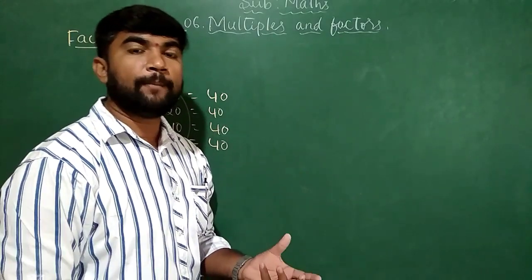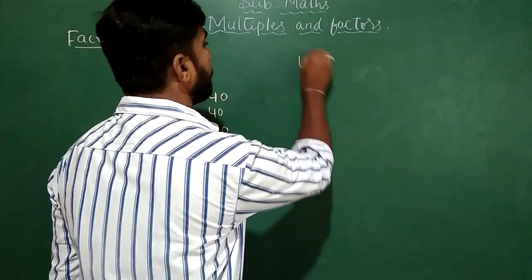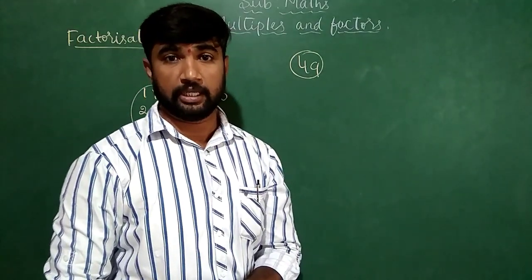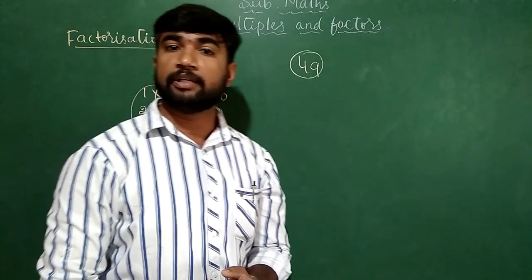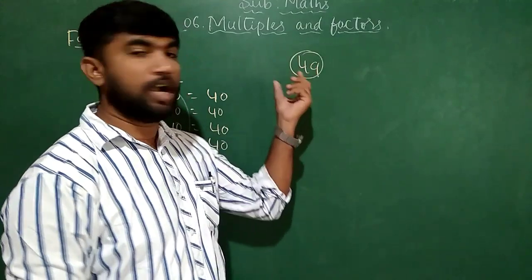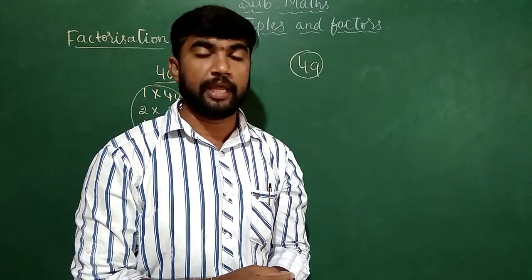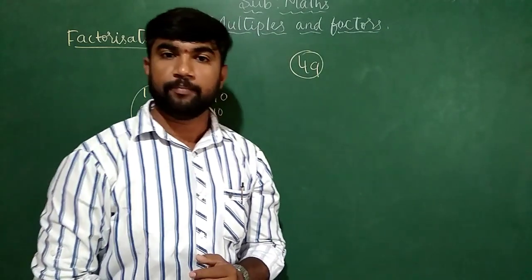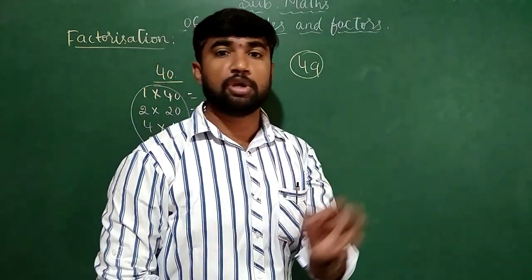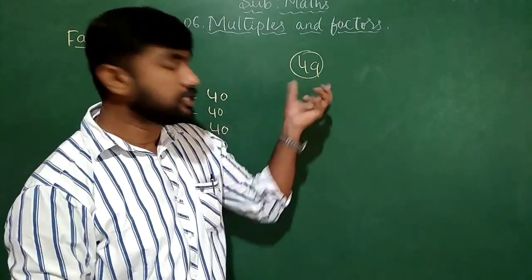I will show one more example from exercise 6.7, first question, 49. Here we need to find the prime factors by using the factor tree method. The smallest prime factor is 2. Is 49 a multiple of 2? No. Why? Because this is an odd number. The next prime number is 3. Is 49 a multiple of 3? No. Next is 5, which is also a prime number. Is 49 a multiple of 5? No. 5 times 10 is 50, but here we have 49.